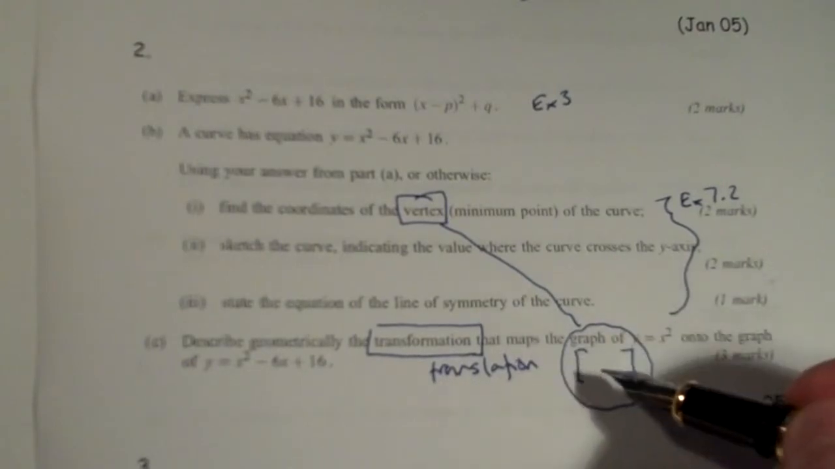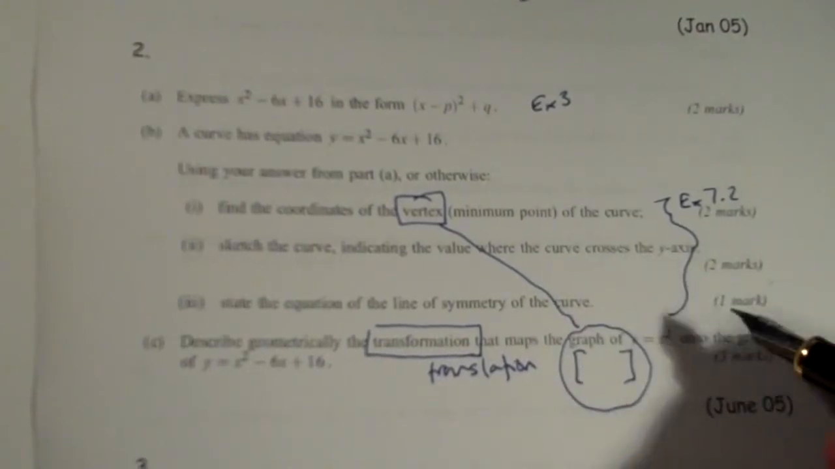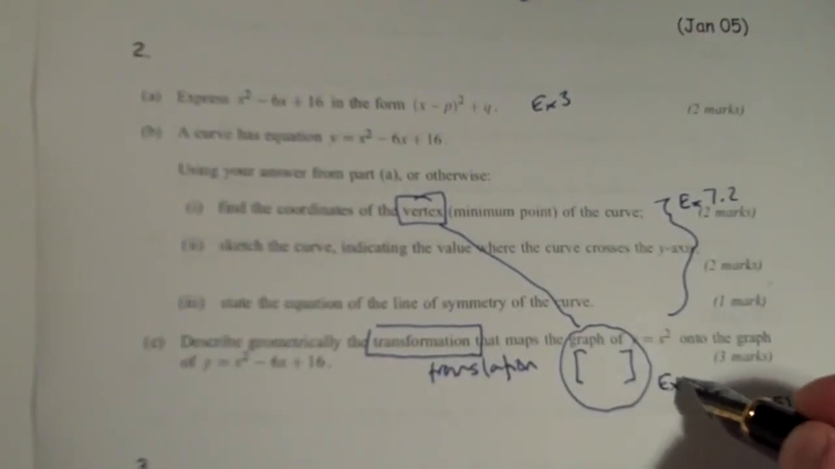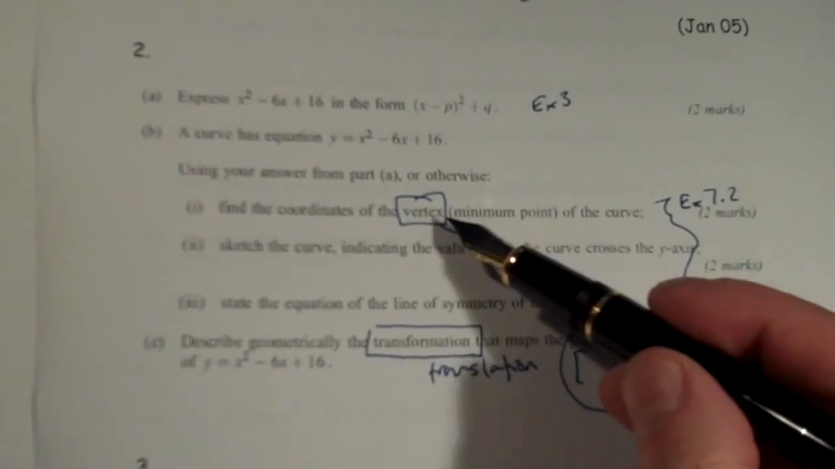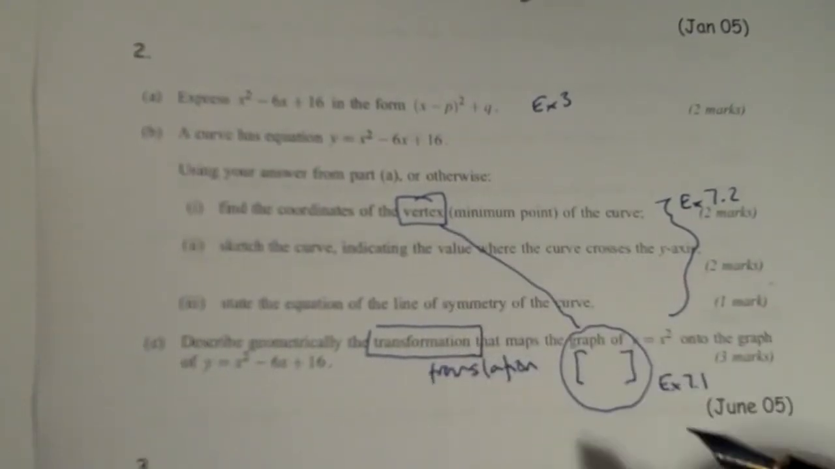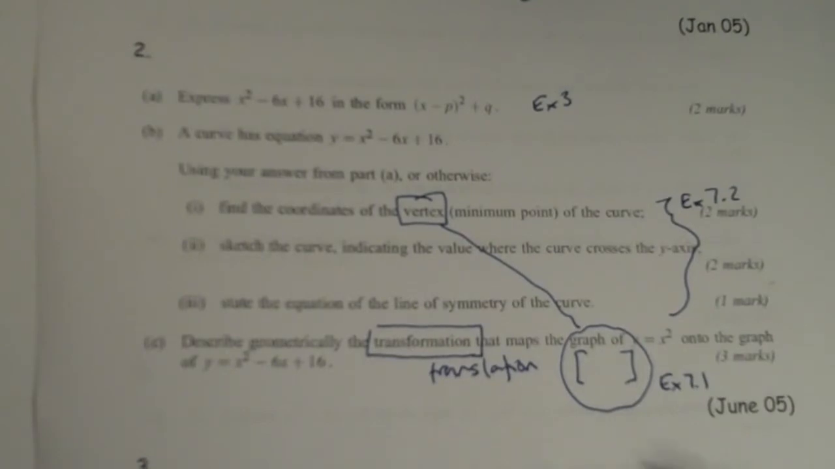And to just give you a little bit more of an idea on that, if you look back at page 15 of your notes, example 7.1 actually talks about a translation, so you can see how that works. But once you've found the vertex, you're well on your way to finding that column vector for the translation. So I hope that's all you need for question 2.